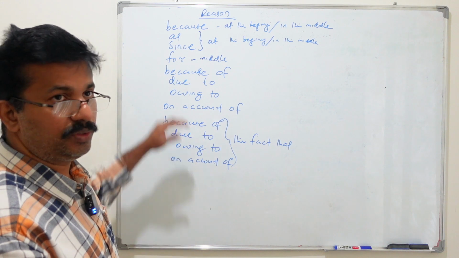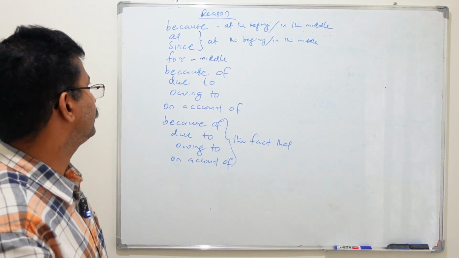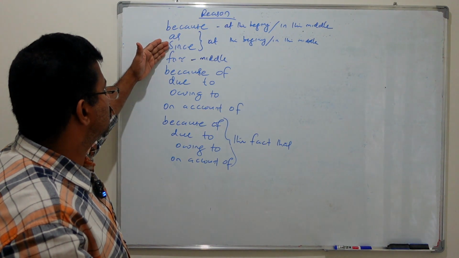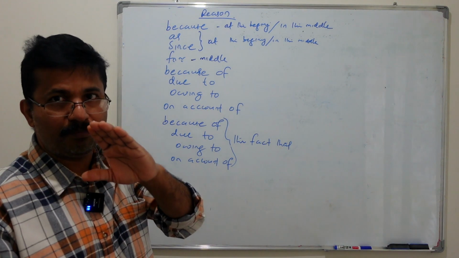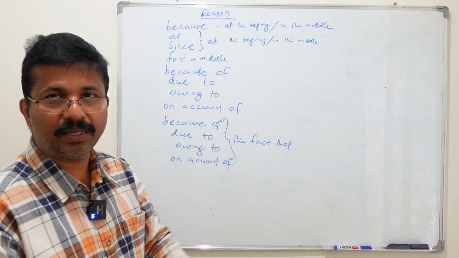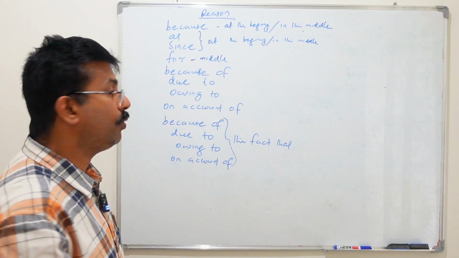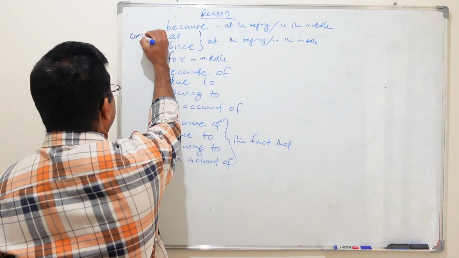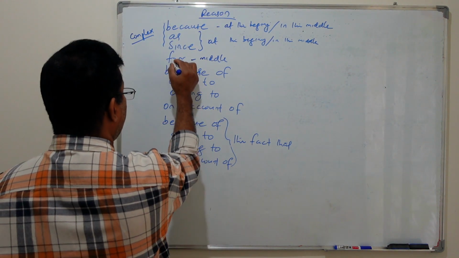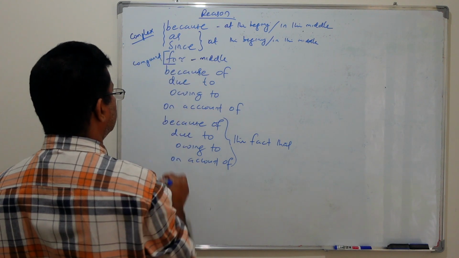I have told you they are used to show reason in English. I will explain. When you use because, as, since, you are making a complex sentence. Knowingly or unknowingly, you are writing a complex sentence, which is very, very important to score better in both IELTS and OET. But when you apply for, you are making a compound sentence.